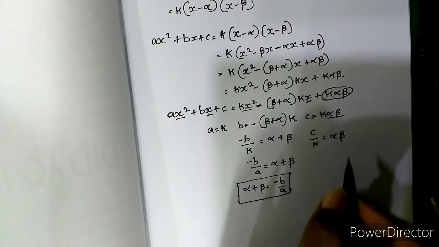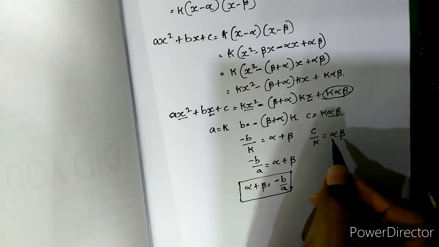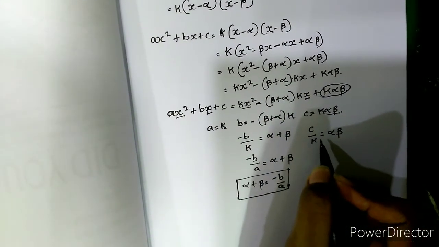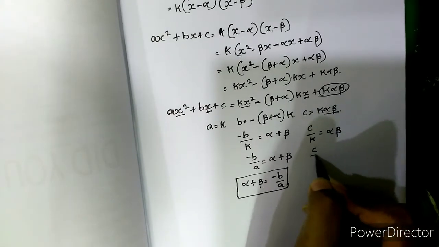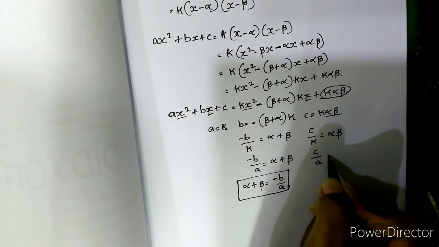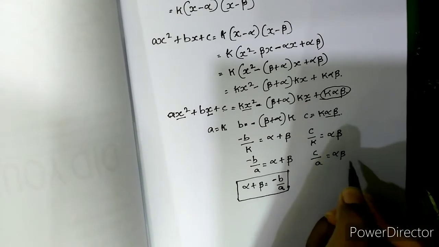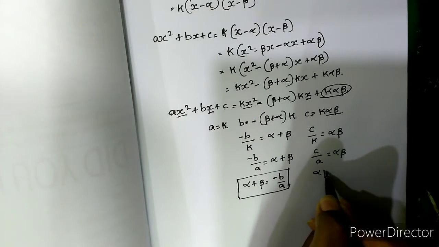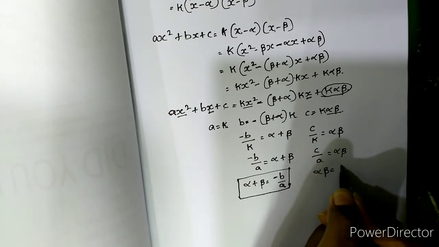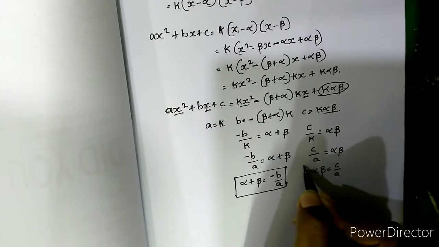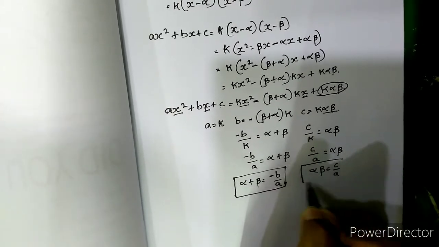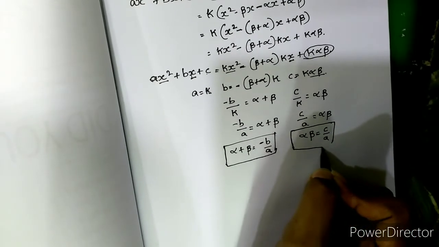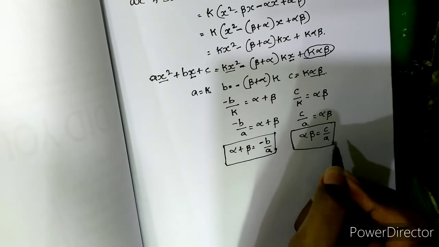beta. Already we know that we proved that a is equal to k. So in the place of k we can write a. c by a is equal to alpha beta. Therefore we can write that alpha beta is equal to c by a. Hence we proved that alpha beta is equal to c by a. The product of the zeros of the quadratic polynomial is c by a.